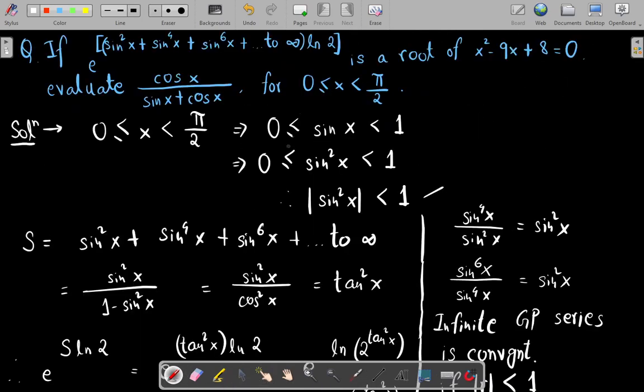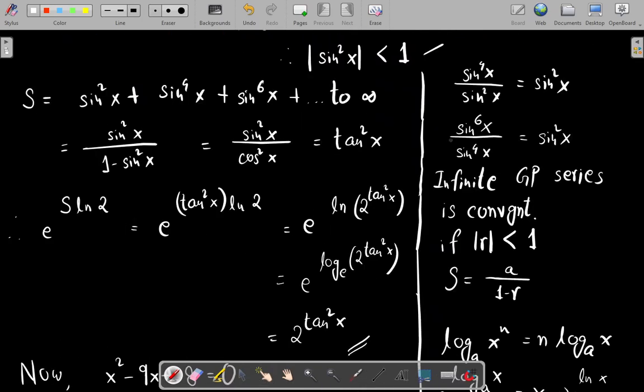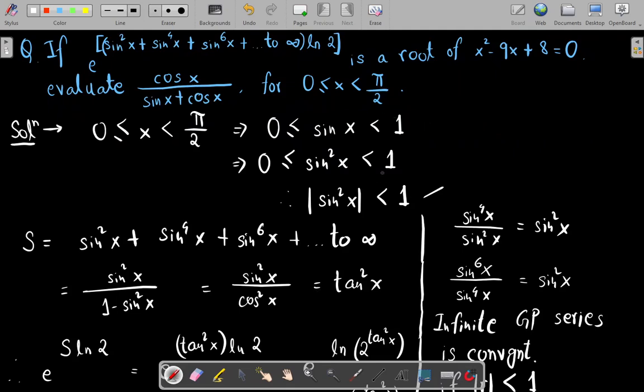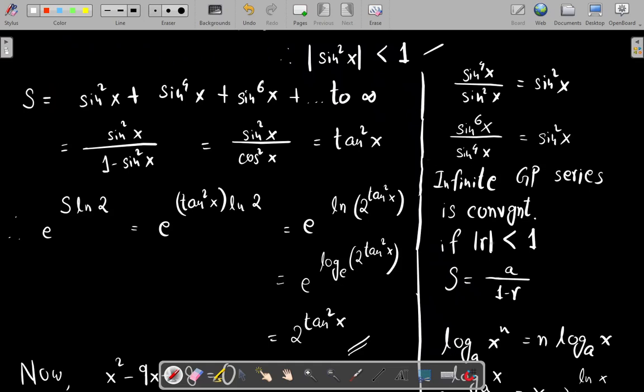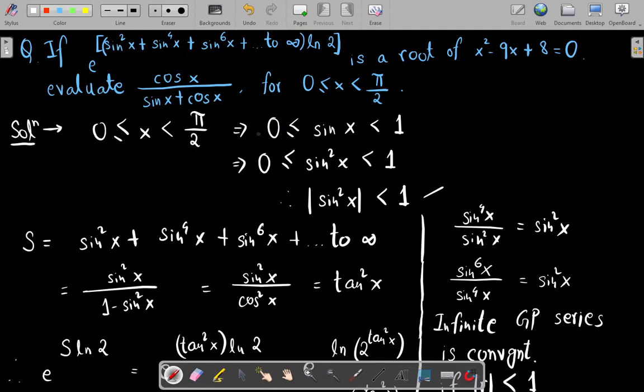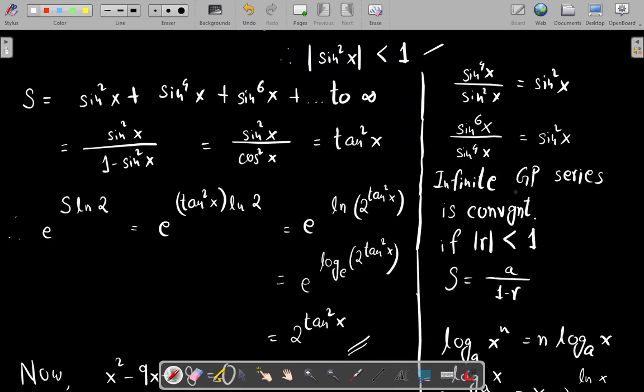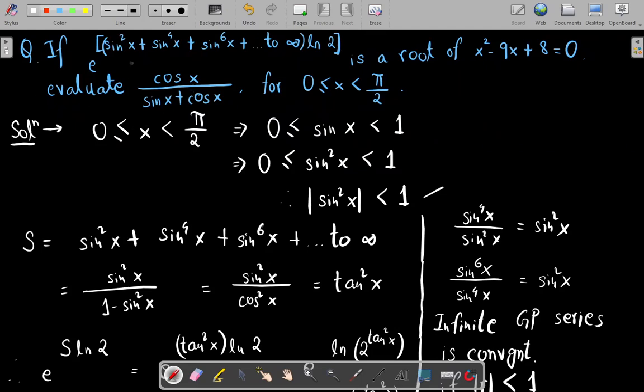We used the given conditions to find this sum, this infinite GP sum, and it is a convergent sum because the common ratio is less than 1 due to these restrictions, because x is between 0 and pi by 2. If this condition is not given, then this sum is divergent, and for a divergent sum we cannot get any particular value.